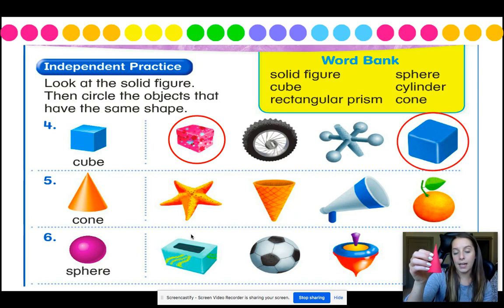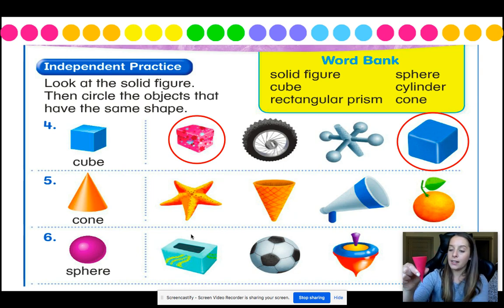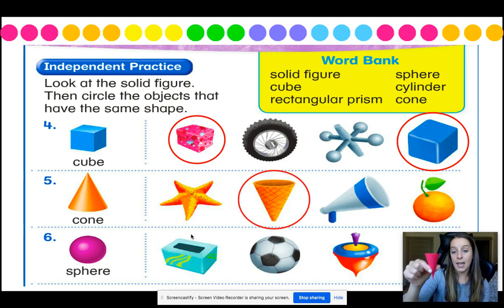Number 5 is a cone. All right, so again, I'm looking for that flat rounded surface as well as coming to a point and rounded on its edges. So does a starfish hold that same shape as a cone? I don't think so. Let's go to the next one, an ice cream cone. Does that look like a cone? That one should be easy for us, right? If I just turn it this way, it certainly does, it has the word cone in its name.